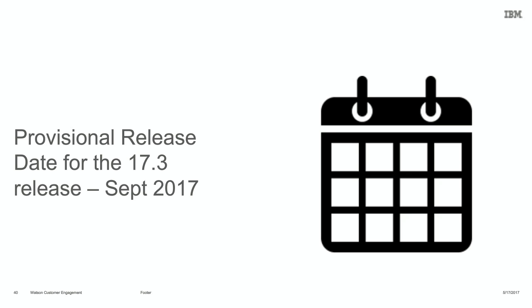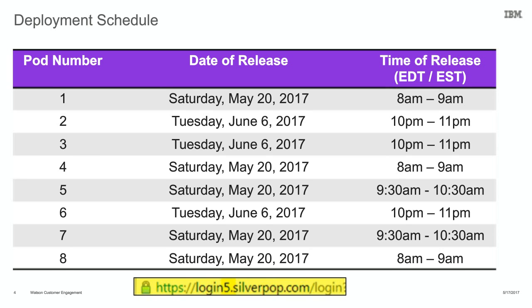Okay, so right now I'm going to start our Q&A section, and I'm going to start with the first question that has come up: can you show that release schedule one more time for 17.2? So yes, that is a very easy one. I'm going to go ahead and display that release schedule here for the various pods and the various dates. And you can see the dates of release. There are 2 dates, May 20th and June 6th. And depending on which pod you are, you will be able to see those changes after the release times that you can see on the right column.